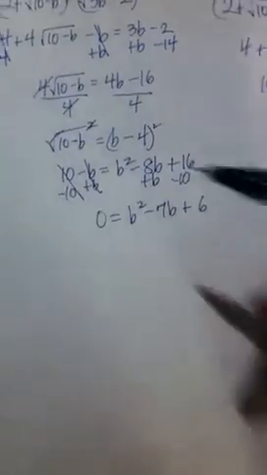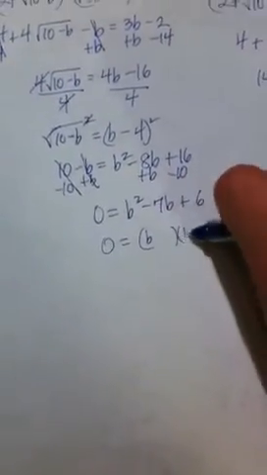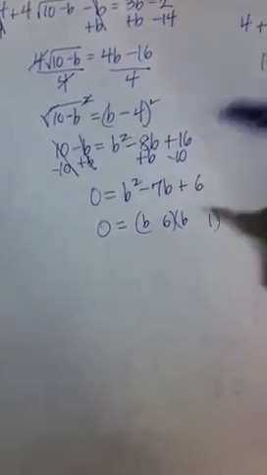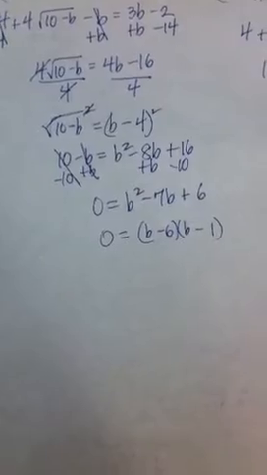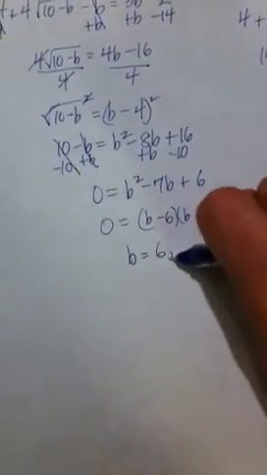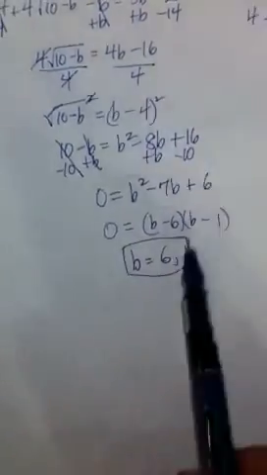I'm going to factor, which means I want to find 2 numbers that multiply to get 6 and add to get negative 7. So that's negative 6 and negative 1. And the last thing is just writing your answers. And the answers are always going to be the opposite of whatever your factors were.